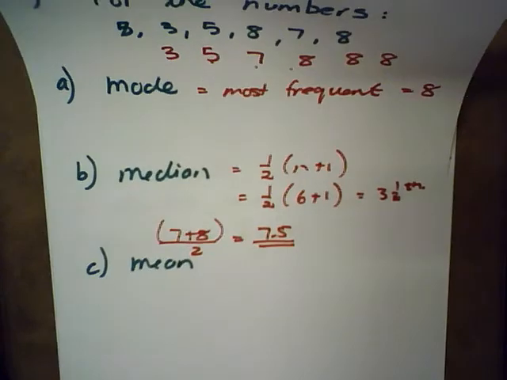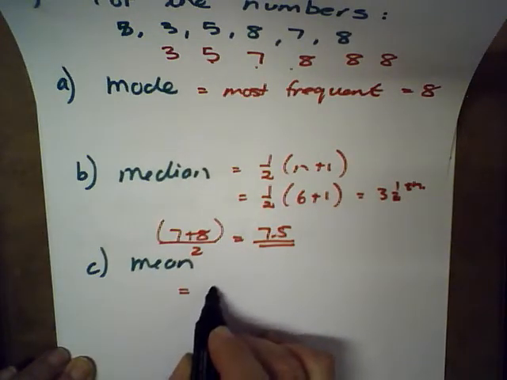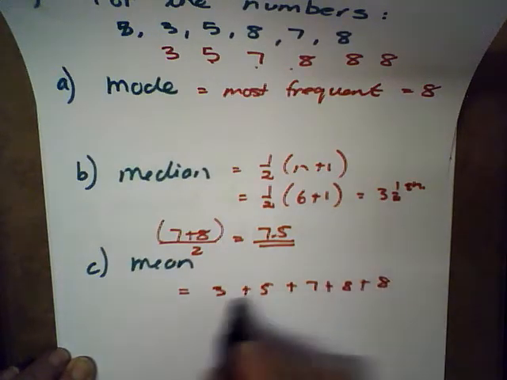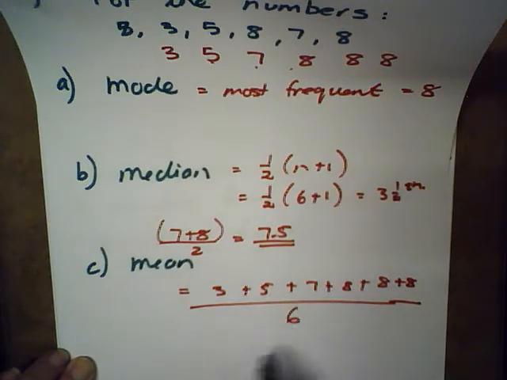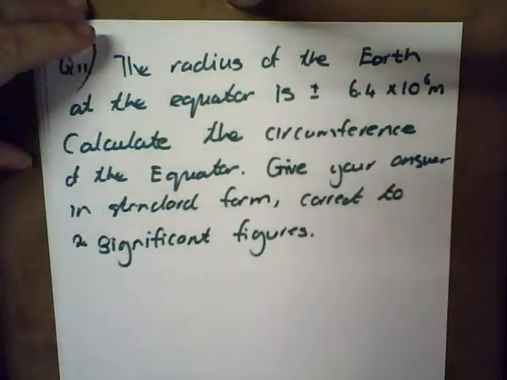Mean is the sum of the numbers divided by the number of numbers. So that would give me 3 plus 5 plus 7 plus 8 plus 8, and another 8, all over the 6. And if you do the calculation, you should get 6.5. Good, so that was question 10.